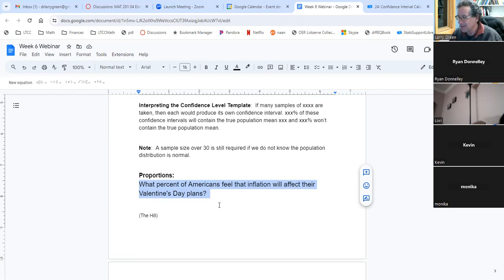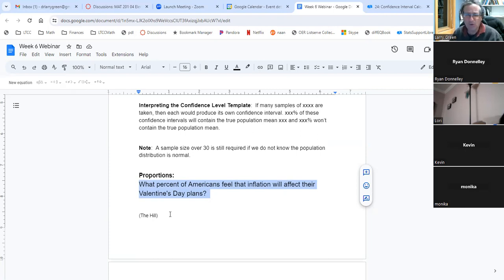Okay. Hopefully you're all aware. Maybe you're not. When is Valentine's Day? Yeah, in a couple days, February 14th. So in the news was this question, and it was by The Hill. And they did a study.